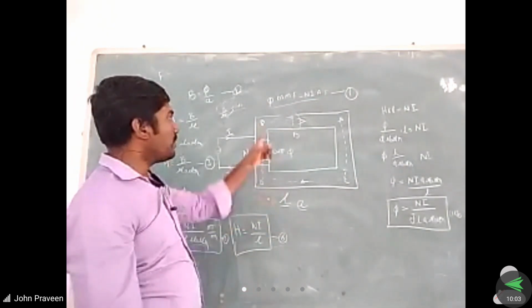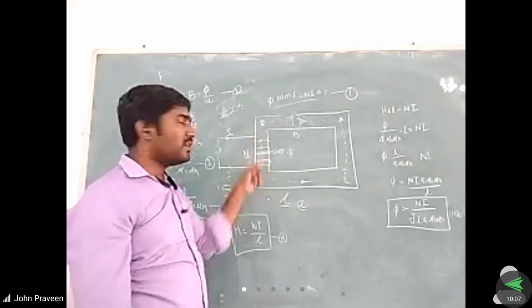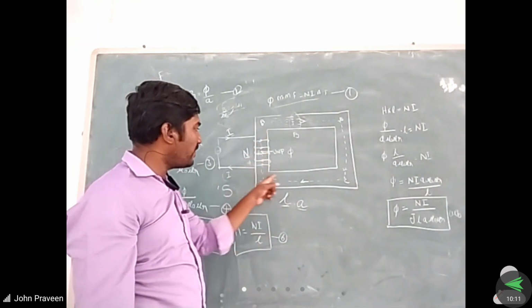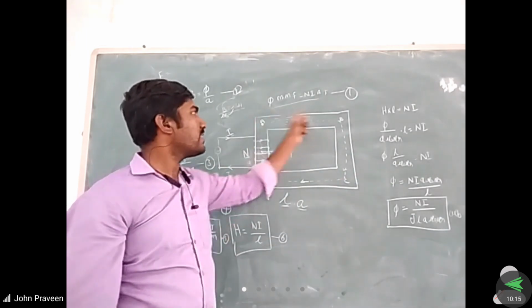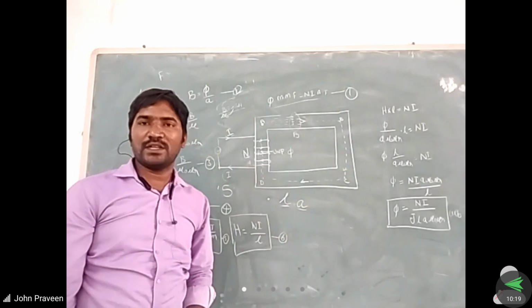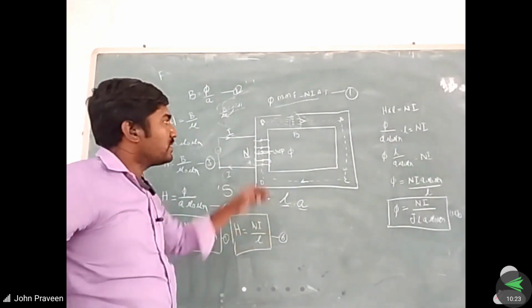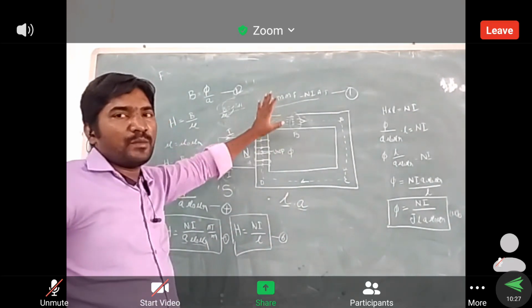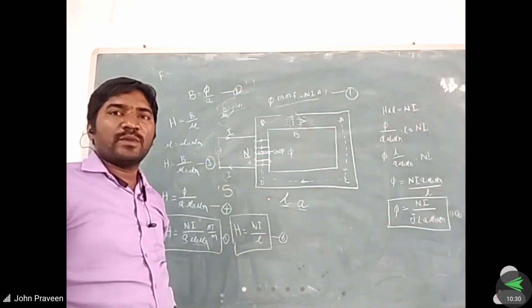Because, for example, if you take the center axis, the length will be different. If you take the edges, it will be very less. If you take the upper portion, the length will be very high. Because of that reason, with respect to the length, the flux will depend, so our force will depend. That is also determined here.